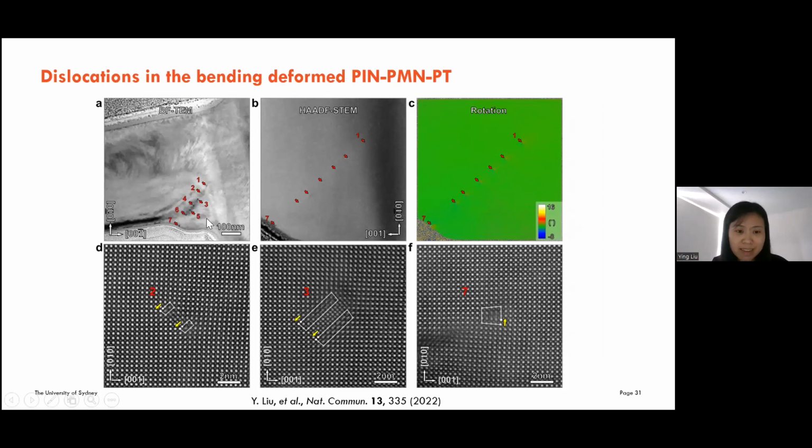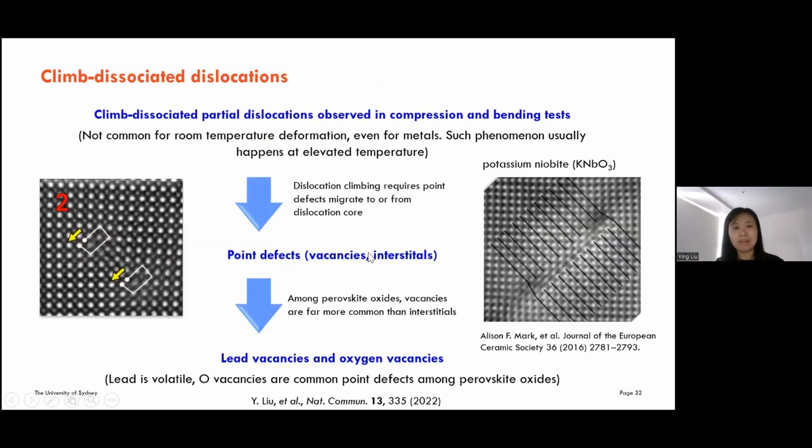By FIB-cutting the cantilever into a TEM foil, we observed a row of dislocations at the root of the cantilever, and the dislocations are of the same type as those in the compression-deformed pillar. They are both climb-dissociated partial dislocations. Climb-dissociated partial dislocations are not very common in room temperature deformed samples because dislocation climb requires point defects to migrate to or from the dislocation core.